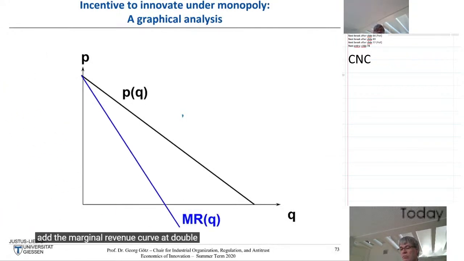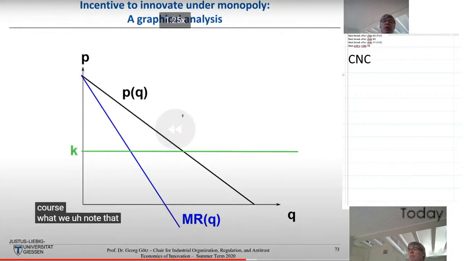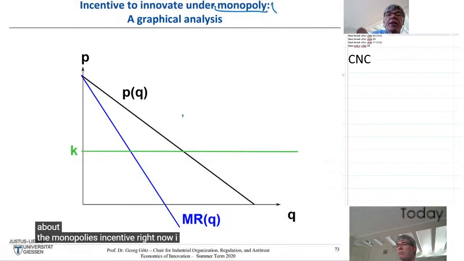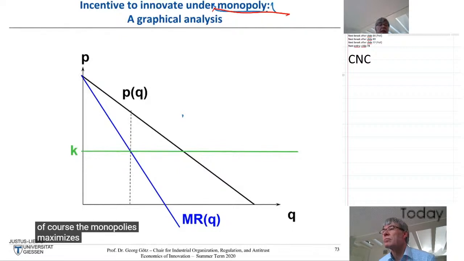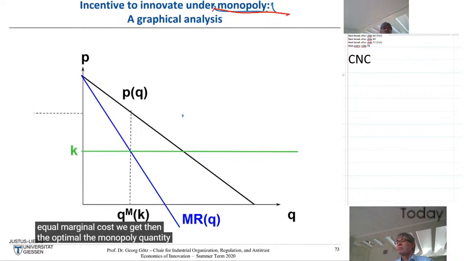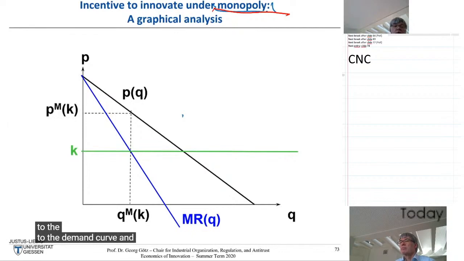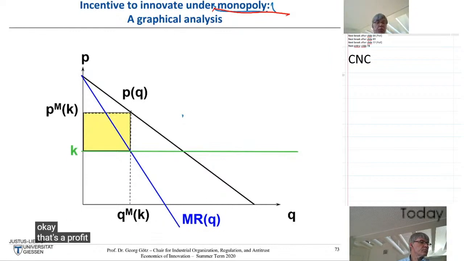Add the marginal revenue curve at double the slope, add the original marginal cost, and of course, we note that we are talking about the monopolist incentive right now. I should use a red, it's going better. Of course, the monopolist maximizes profits by setting marginal revenue equal marginal cost. We get then the optimal monopoly quantity, go up to the demand curve and to the price axis and get the monopoly price. And what we have here, this yellow area, is the profit the monopolist makes before, or without, the new technology. Okay, that's the profit with the old technology.